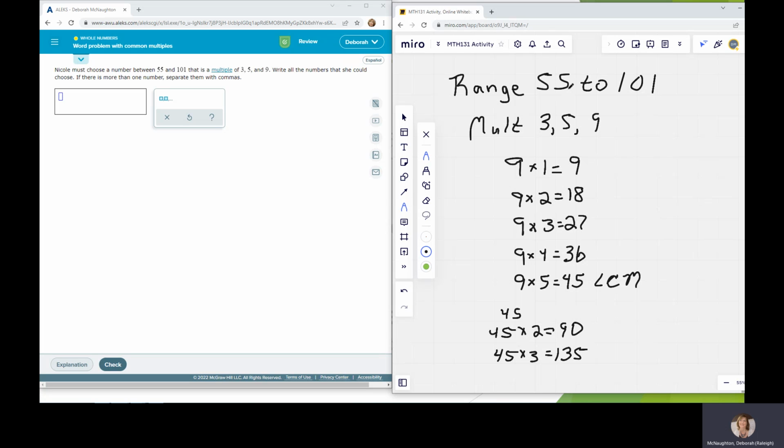So now we need it to be between 55 and 101. So 45 is less than 55. 90 is in that range. So our first one is 90. And then 135 is greater than 101. So the only one of these three numbers that falls in between 55 and 101 is 90. So our answer here is 90.